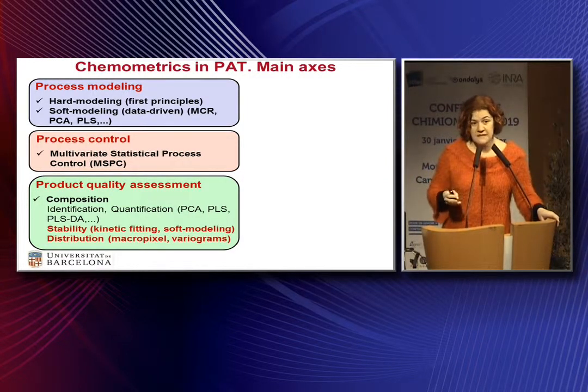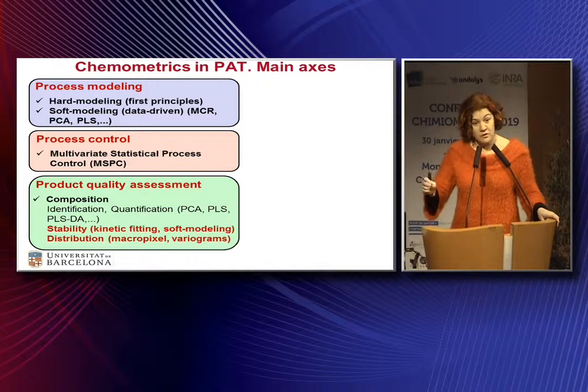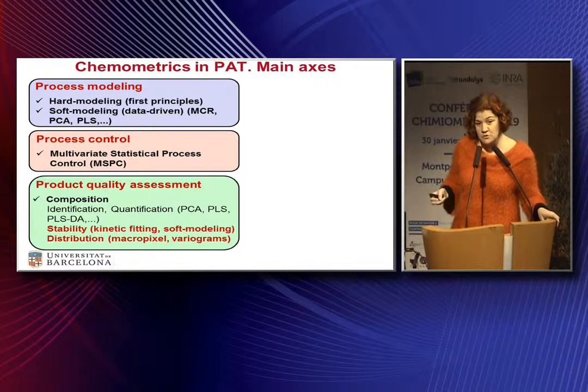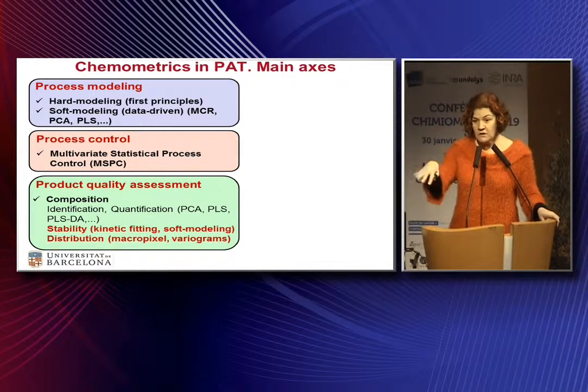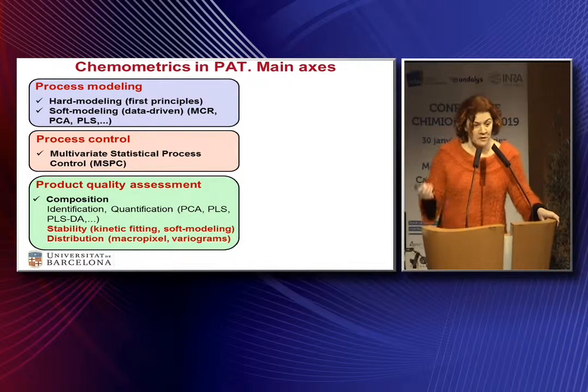For process control, obviously the tool par excellence is multivariate statistical process control, which takes into account many measurements on our process. And if it comes to product quality assessment, of course we have many tools to identify what we have and to know how much of the different compounds we have. But again, we also use other kinds of methodologies to extend this more elaborate idea about composition: to study the stability of this composition, or to study how our compounds distribute in the sample, how is the heterogeneity of our formulations, of our products.